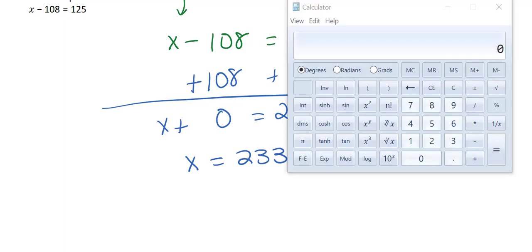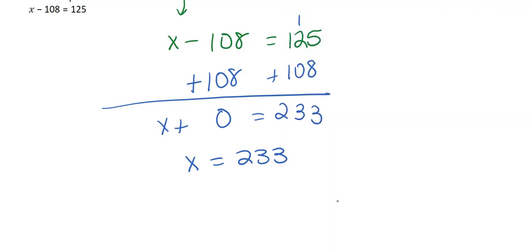But I'm going to get my calculator right here to show you this. So if we want to see if we did this right, we have 233 minus 108, and what do we get? Well, we get 125. So that checks out. So we can plug in this value for x, go minus 108, and realize we get 125 on the left-hand side and then on the right-hand side. So it checks out. So that's how we can check our answers.